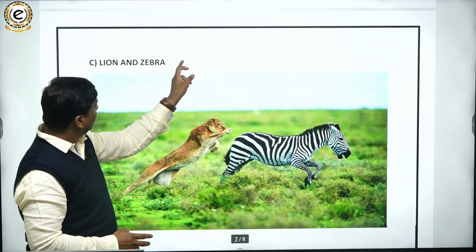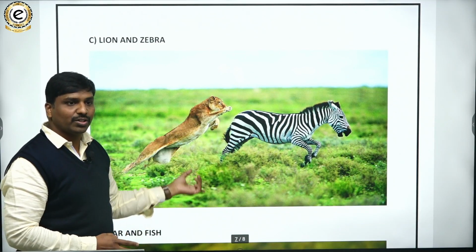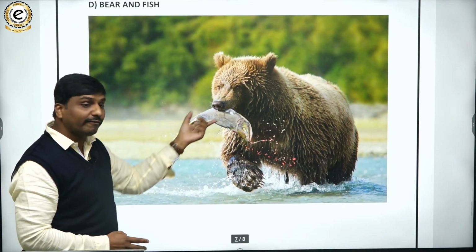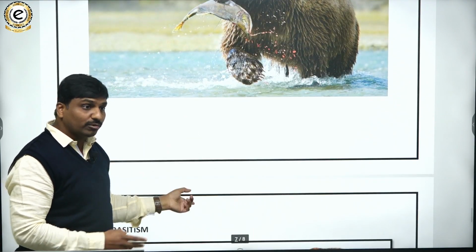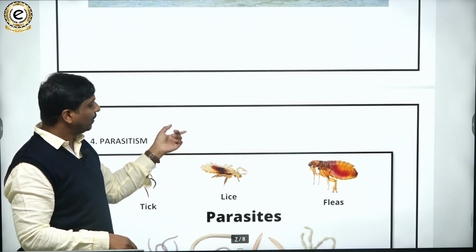Likewise, you can have lion and zebra, and bear and fish. These are examples of predator and prey. So you have to systematically learn the examples also.